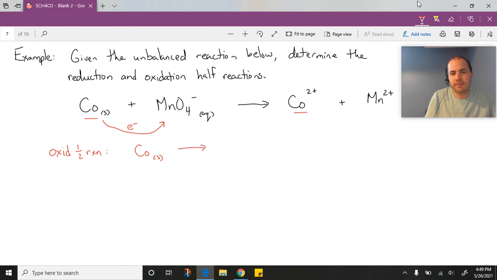And we know that it's losing electrons. We'll worry about how many in just a second. And it's becoming cobalt 2 plus. So to go from no charge on our cobalt, right? So our cobalt here has no charge, to a charge of 2 plus, right? According to that ion, we know that's going to have to lose 2 electrons.